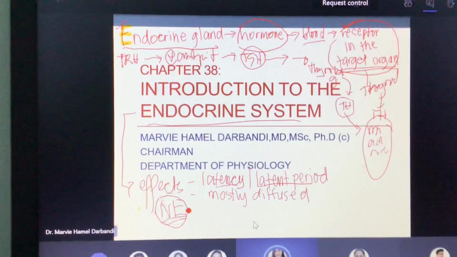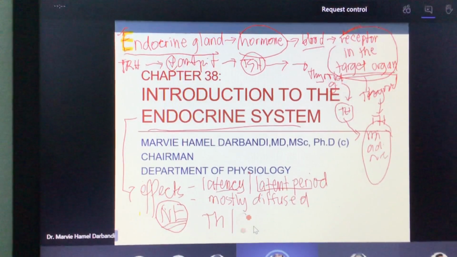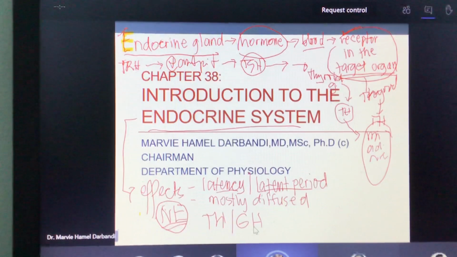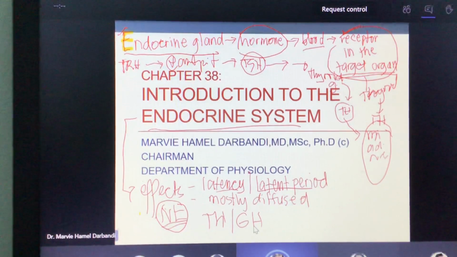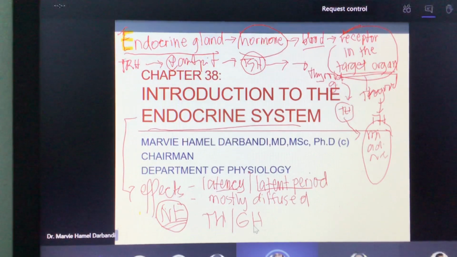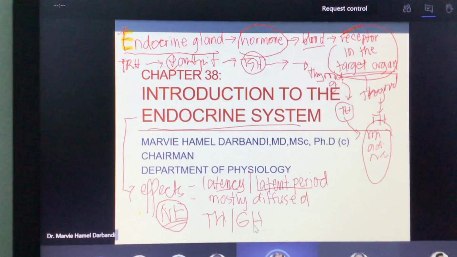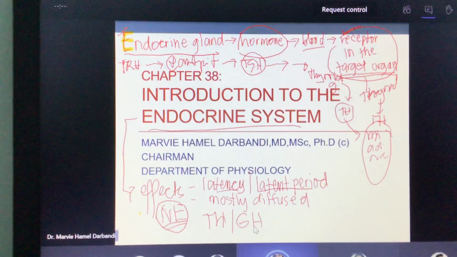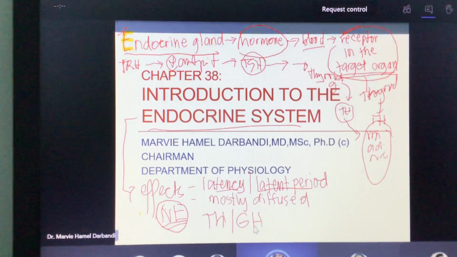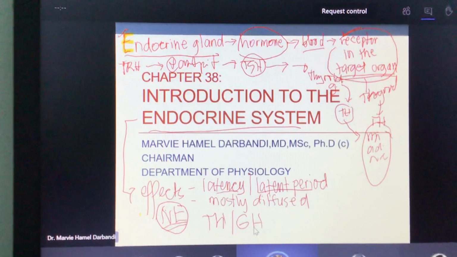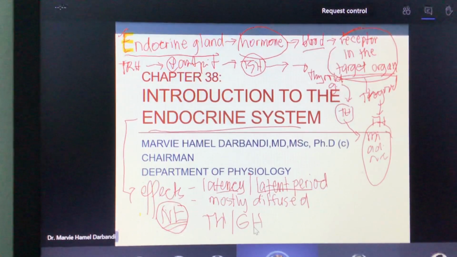If we talk about thyroid hormone or even growth hormone, these will take several days, even a month, before the full effect of these hormones is observed in the target cell. So there are variations in the onset of action and duration of action of each hormone. This variation is designed so that each hormone can have a full effect on the target cells.